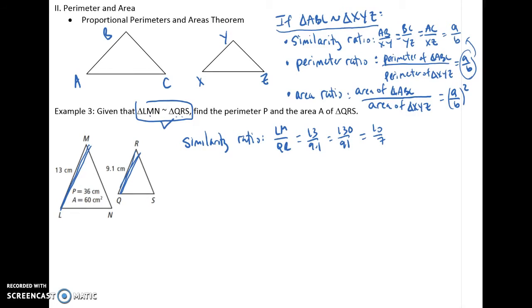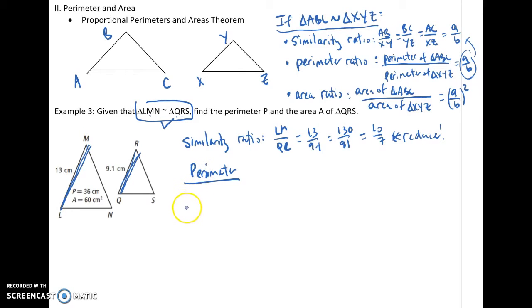So that's something I'm going to be looking for first. Make sure you are reducing it all the way, because I want to see you find that in your work. Then you can go ahead and find your perimeter and your area. So what you're going to do is you're going to set up proportions based on the similarity ratio. So if we look at the perimeter first, remember the perimeter ratio is the same as my similarity ratio.